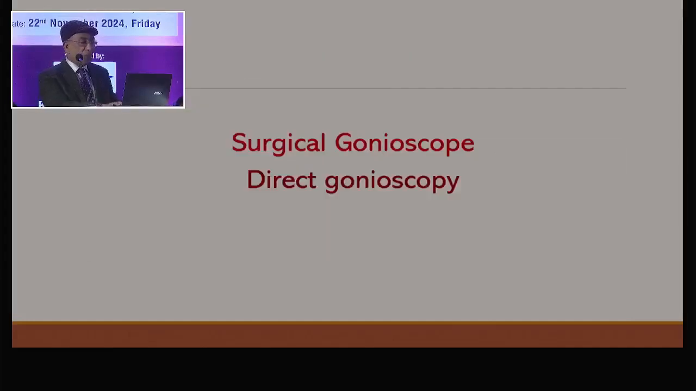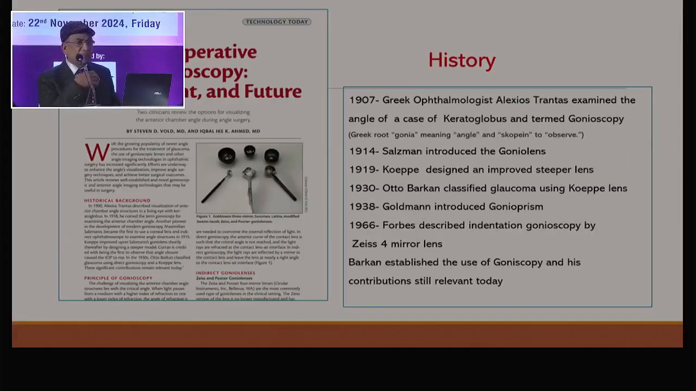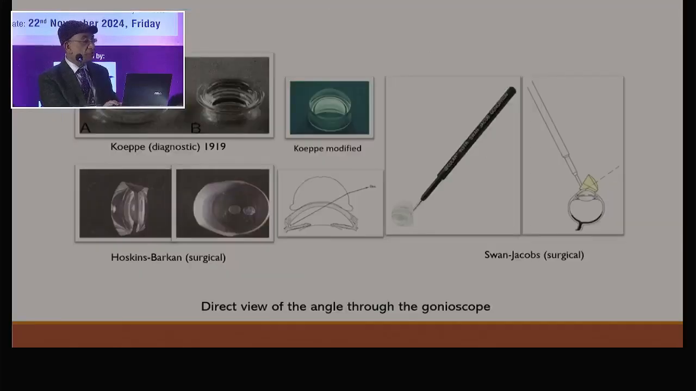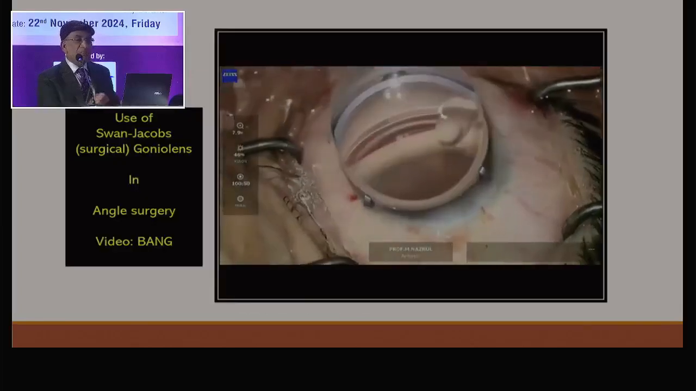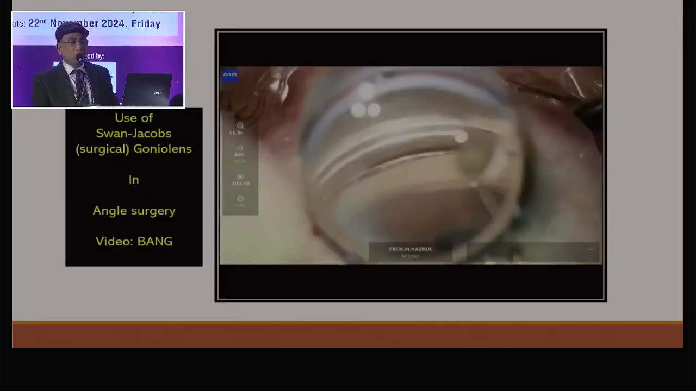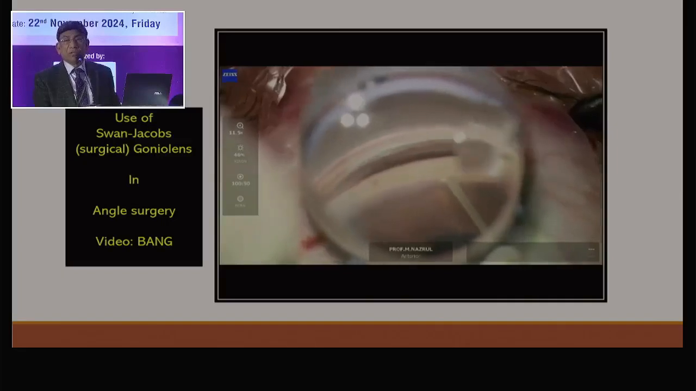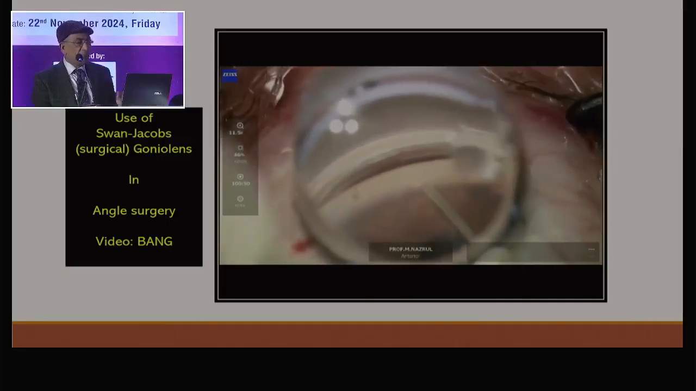First of all, a few words about the surgical gonioscope. It has been tremendously improved in recent years because of the development of MIGS, minimally invasive glaucoma surgery, the angle surgery. These are the Barkan and Swan Jacob gonioscopy lenses, mostly used in the surgical field. But recently, Dr. Ike Ahmed and other surgeons have made improved versions of the surgical gonioscope. Let me share one of my surgeries, the BANG surgery, bent needle internal goniectomy. It is a MIGS, but very cheap. We can do it in Bangladesh.